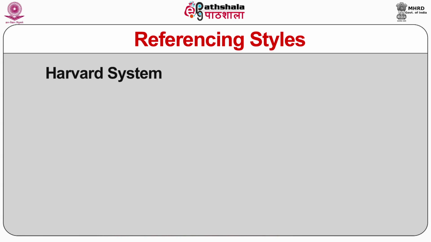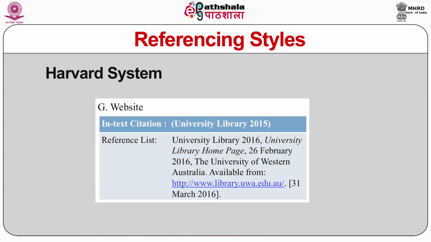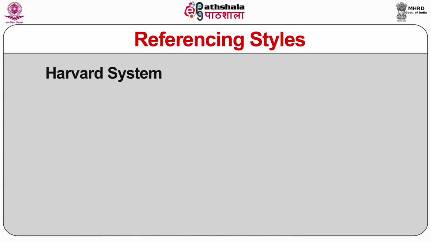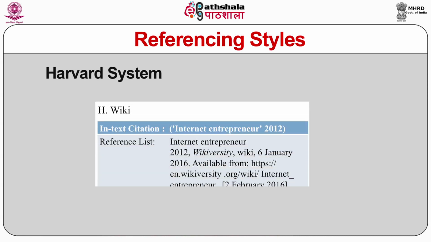In case you are referring to a website, suppose a website of a university library, it will be University Library 2015 and the details like University Library homepage, the date of citation 26 February 2016, the University of Western Australia and the web address. Suppose you are referring to Wikipedia, the in-text citation will be the title that you searched for, and in the references you have Internet Entrepreneur 2012, Wikiversity Wiki, the date of the citation and the complete web address.